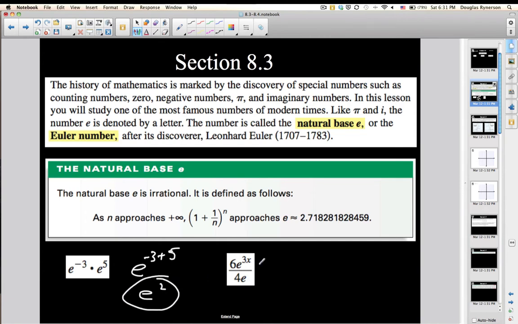And when we simplify here, 6 divided by 4 becomes 3 halves. And I'll have e to the 3x in the numerator minus e to the first power. So this is e to the 3x minus 1. All right, so it's perfectly fine that I now have a polynomial expression as an exponent. That's fine. To simplify e to the 3x divided by e to the first power, that's what I would do. I would subtract the exponents.